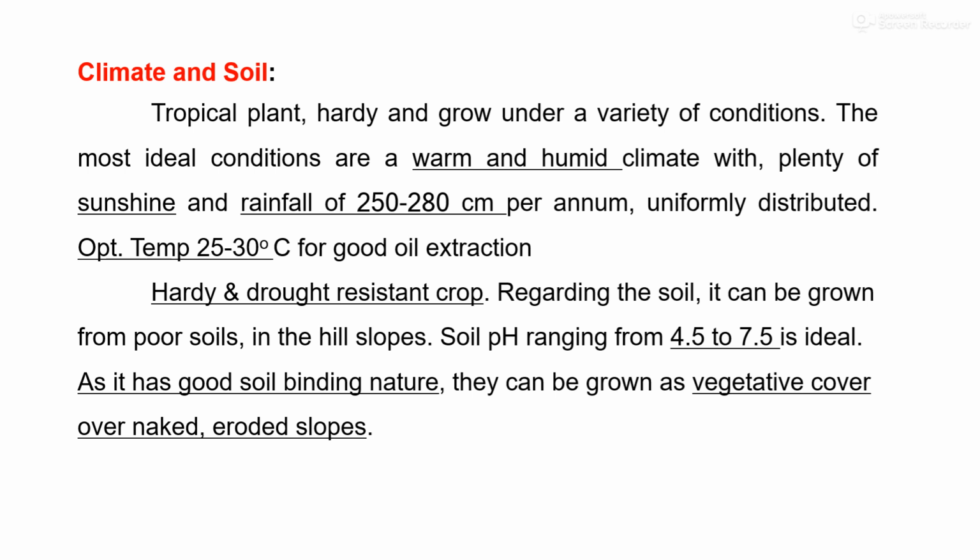Regarding the soil, as a hardy and drought resistant crop, it can be grown from poor soil in a hill slope to good quality soil. This means a wide range of soil can be used for the cultivation of lemongrass. Soil pH ranging from 4.5 to 7.5 means it can tolerate a wider range of acidic soil too. As it has a good soil binding nature, it can be grown as a vegetative cover over naked and eroded slope.